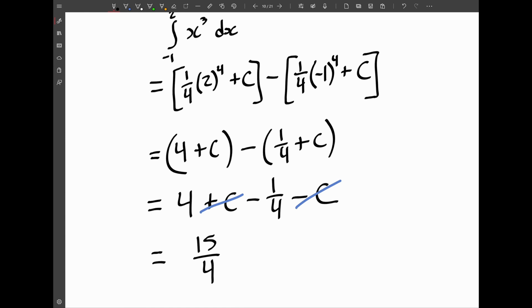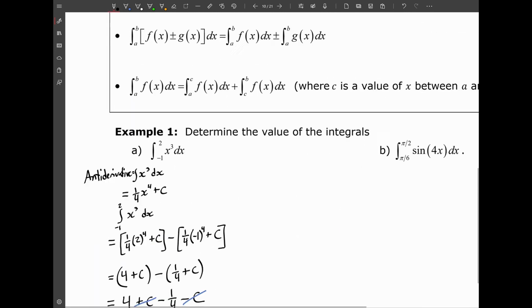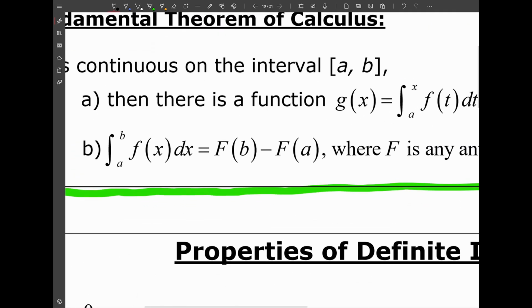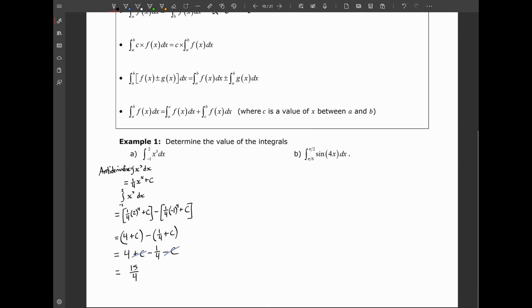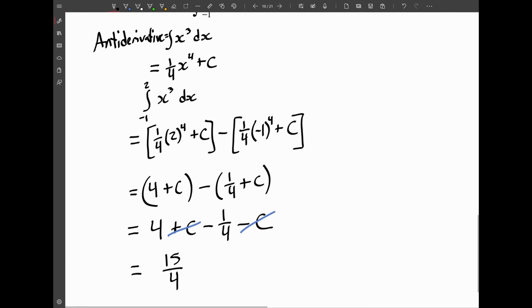Now, this is really interesting because that means when we're taking the definite integral, we don't have to worry about including that plus c. So if I'm asking you for the antiderivative or the indefinite integral, you must include that plus c at the end. But for the definite integral, we don't have to worry about it, because I'm subtracting, those plus c's will cancel each other out. And we don't have to deal with it.